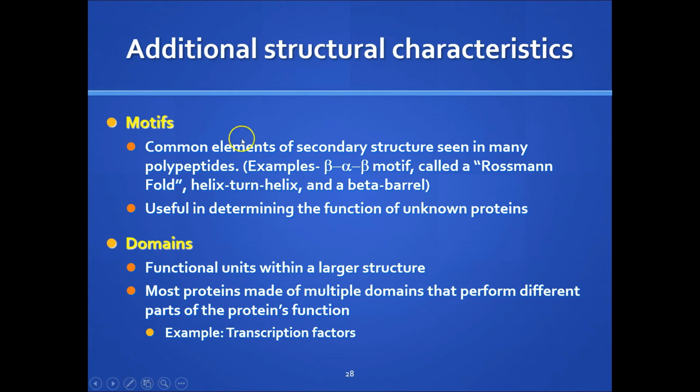So what you see there is a beta alpha beta motif, also known as Rossmann's fold, helix turn helix, beta barrels. All these come together, and when we see these motifs in a protein, especially an unknown protein, as I pointed out, it gives us opportunities to try to understand that protein better and gives us some direction for experimental design. Domains are going to be functional units within large structures.